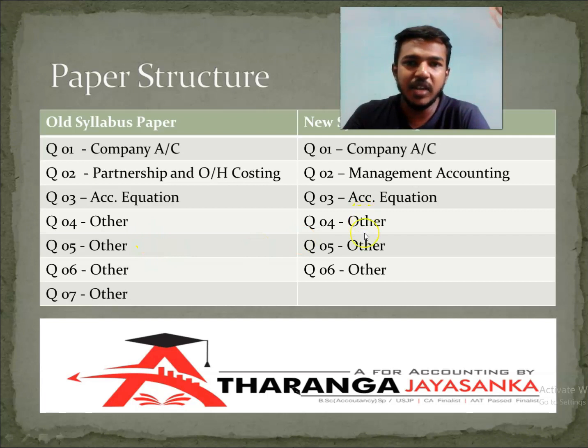So anyway, for the new syllabus, you will be getting question numbers 3, 4, 5, 6. Out of these 4 questions, you have to select 3 questions. So altogether it would be 5 questions. So that's all about the paper structure.